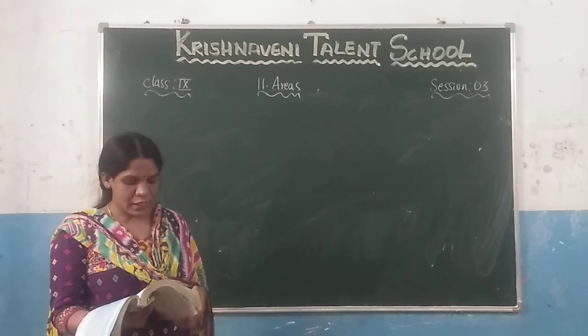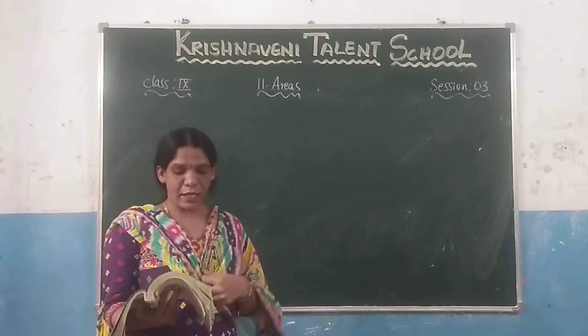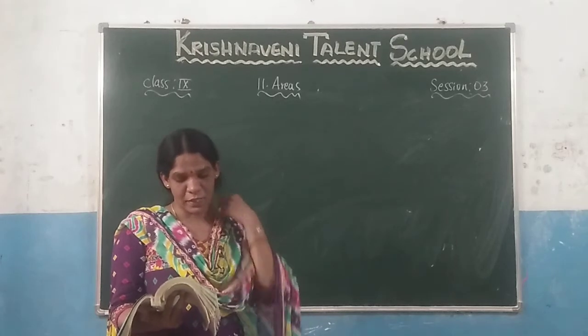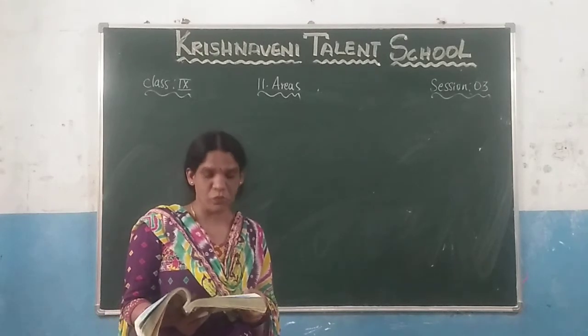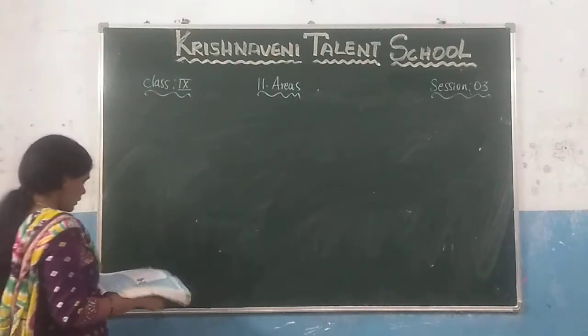What it states: the area of the parallelogram ABCD is 36 cm square. Calculate the height of the parallelogram ABEF if AB is equal to 4.2. So here they have given one figure. So draw that one.